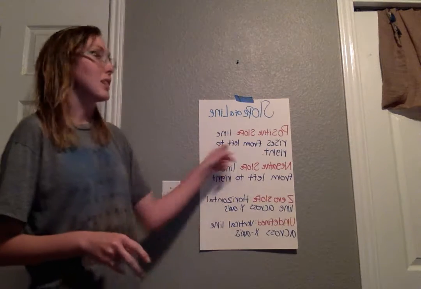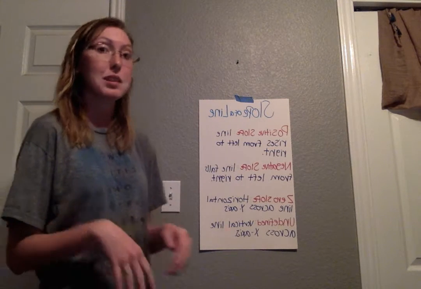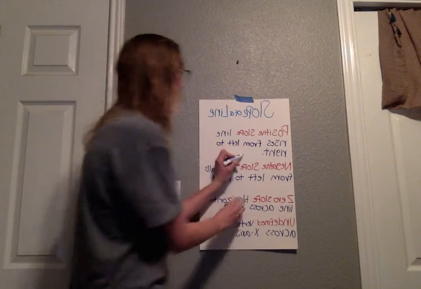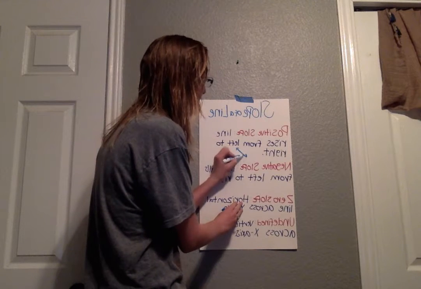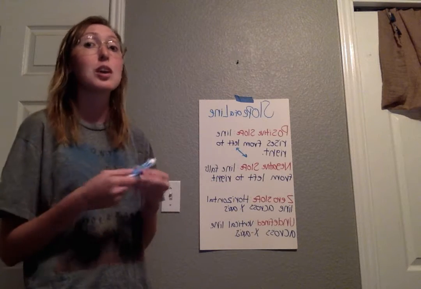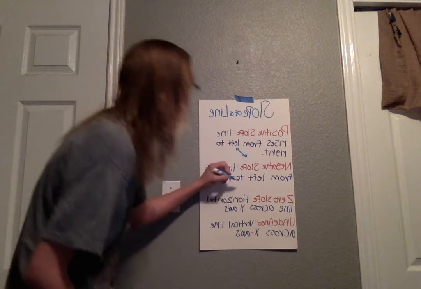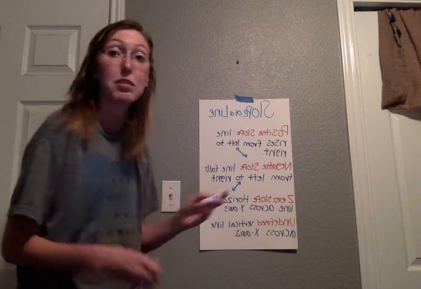The first one is positive slope, and this is defined as a line that rises from the left to the right. A visual that goes along with this is a line that goes up, left to right, just like the definition says. The next one is called a negative slope. This is a line that falls going from the left to the right, so it's going to look like this. And if you could draw these pictures with your definitions.